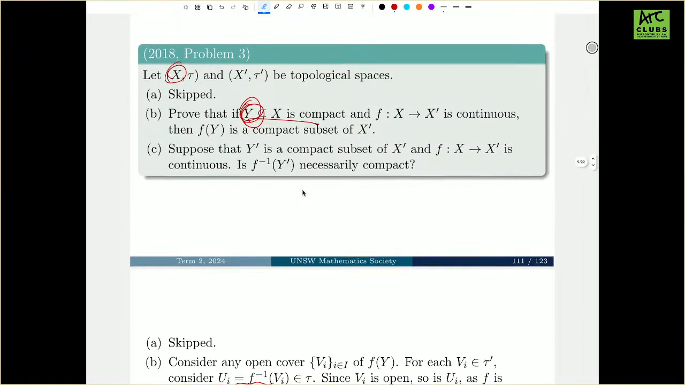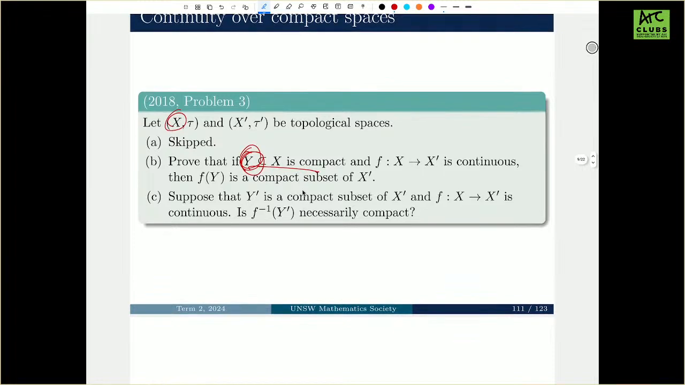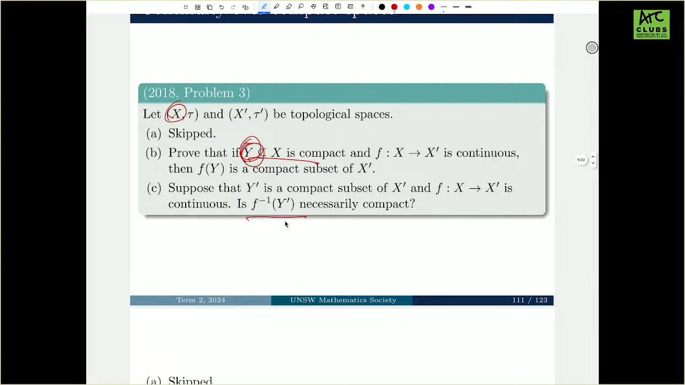Okay, next question. Suppose that Y prime is a compact subset of X prime, so this is in the co-domain, and that f from X to X prime is continuous. Is the inverse image, the pre-image of Y prime, necessarily compact? And I argue that no, it's not.